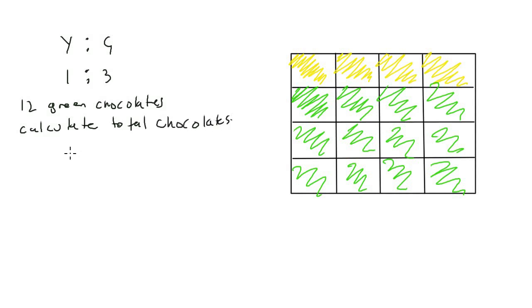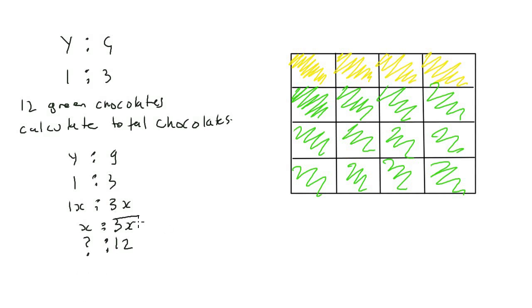So we can say that in our ratio of yellow to green, we have 1 to 3. And of course we can write 1 to 3 as 1x to 3x, or simply x to 3x. Now we know that there are 12 chocolates with green wrappers, but we're trying to find the total amount of chocolates, and so we need to find how many chocolates there are with yellow wrappers. That we do not know.